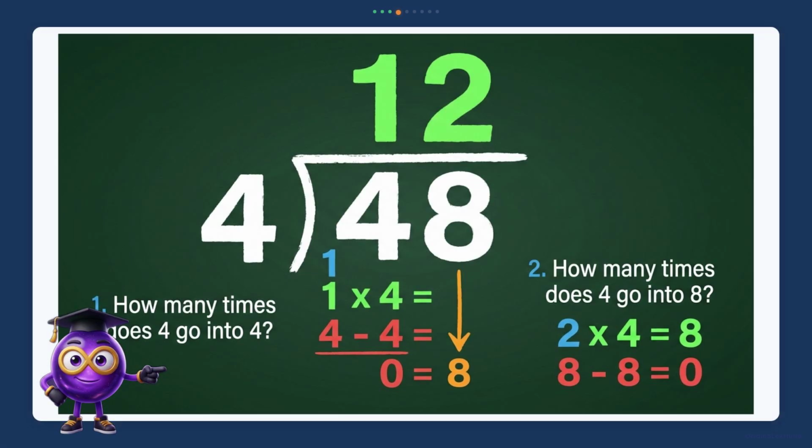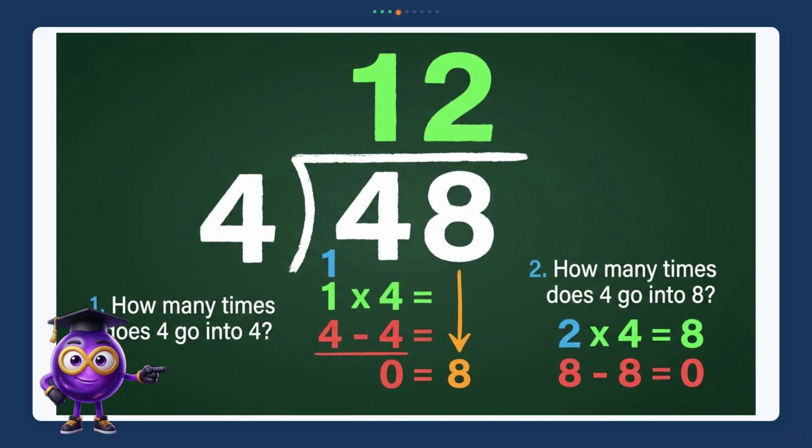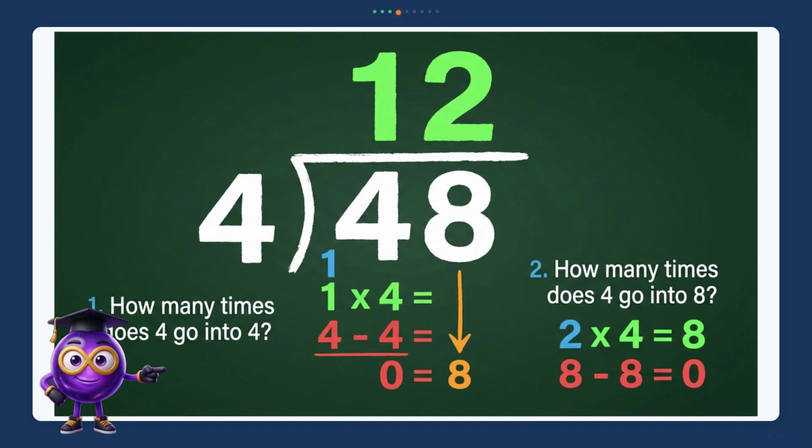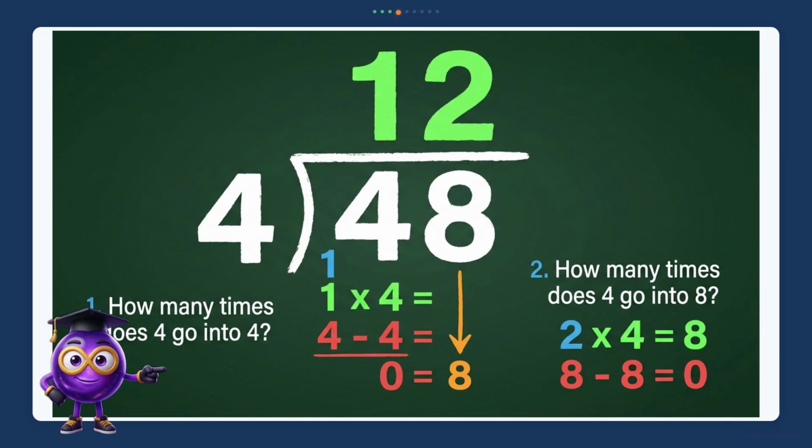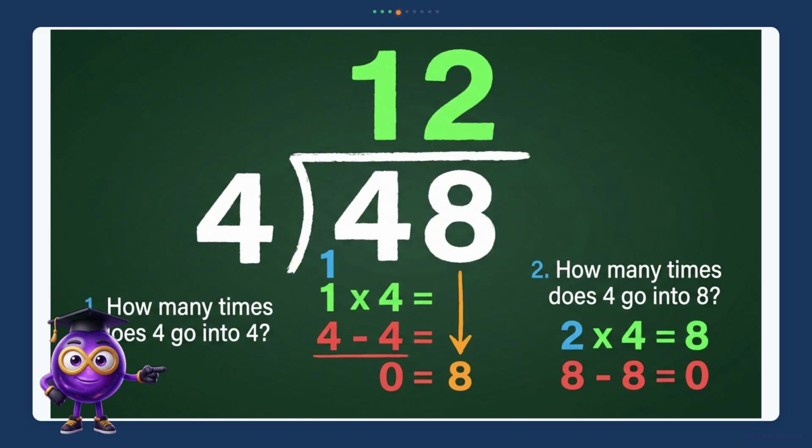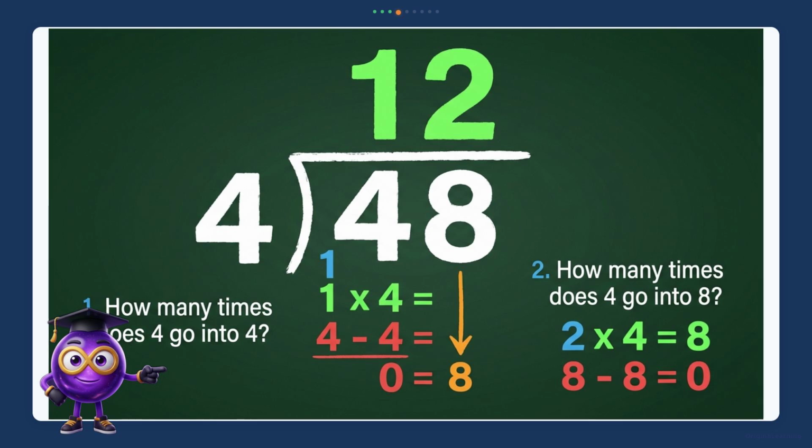Let us try 48 divided by the number 4. We start with the first digit. How many times does the number 4 fit into the digit 4? 1 time. Write 1 on top. Now multiply. 1 times the number 4 equals 4. Write that underneath. Now subtract. We get 0. Bring down the 8.